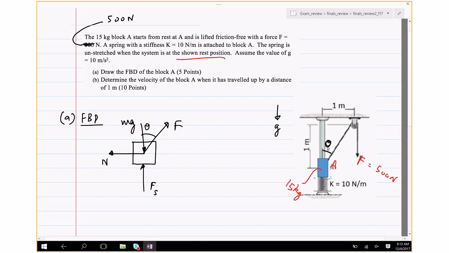So if you drew mg upwards, that's wrong. Or if you draw the spring force downward, that's not right. You should draw it in the right direction because it's a known quantity, sign as well as magnitude. Okay, anything else? Okay, so that's the free body diagram.